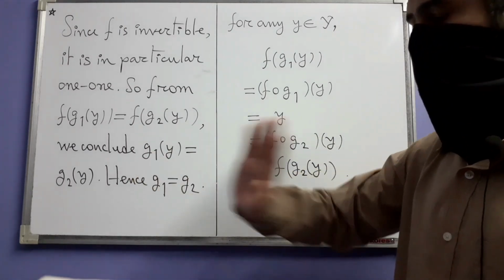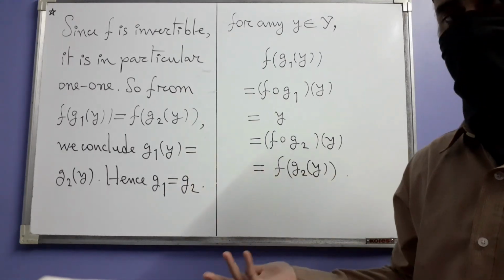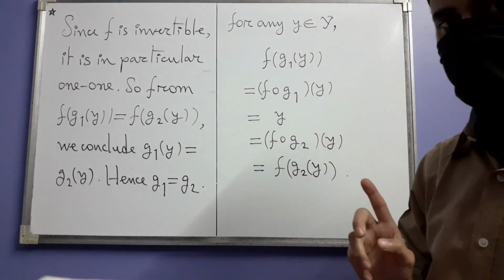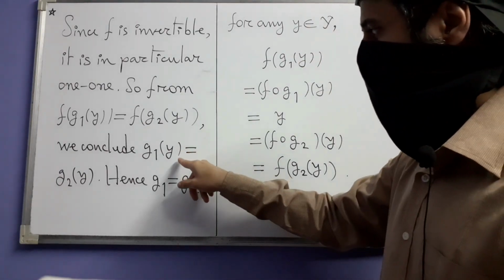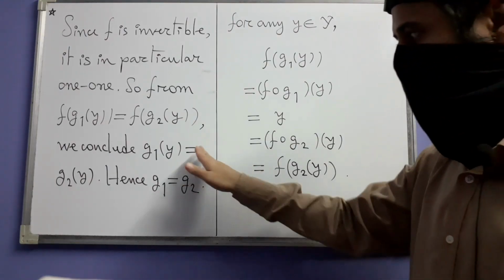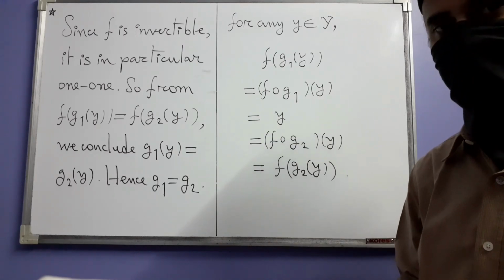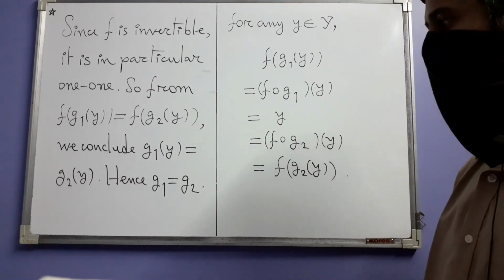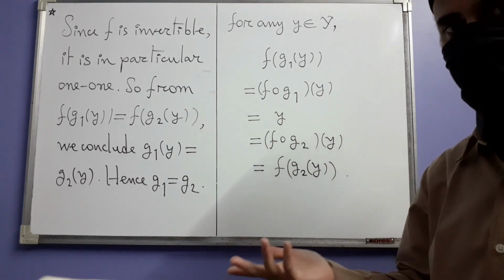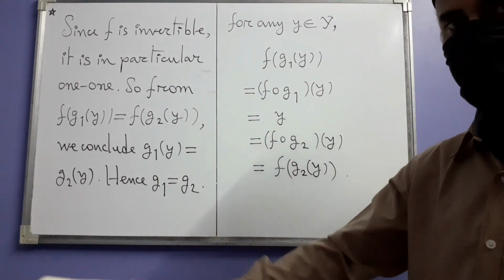But what can you say from this last equation? What is it telling us? It's telling us that no matter what point y you choose from your set Y, the outputs that g1 and g2 give you for that input y are the same. So that means g1 and g2 are identical, that is they are the same function. So that's how f has only one inverse, that is the inverse of f is unique. You can write one more line for that. So there the solution ends.